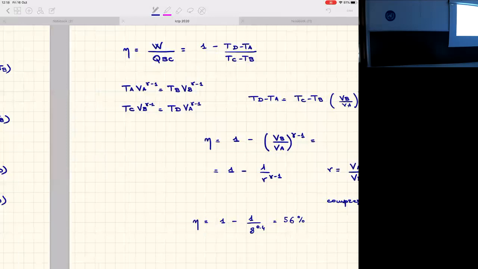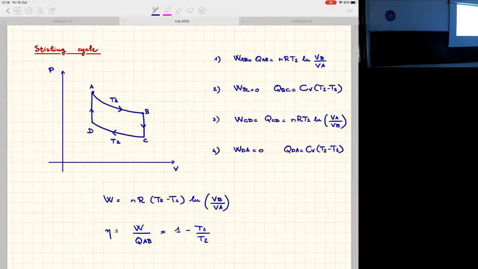Anyway, now let me go back to the previous question because I'm actually confused myself. Why not QAB times QBC? Actually, not QBC, but QDA, right? So here in this cycle, just a second, guys.